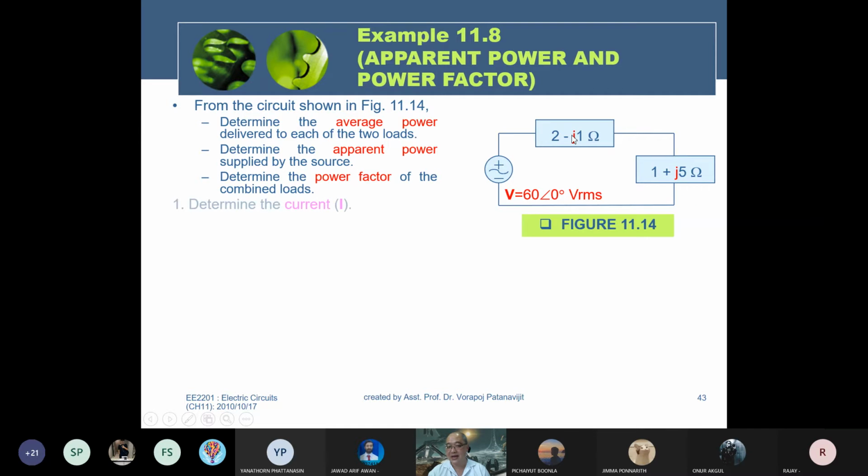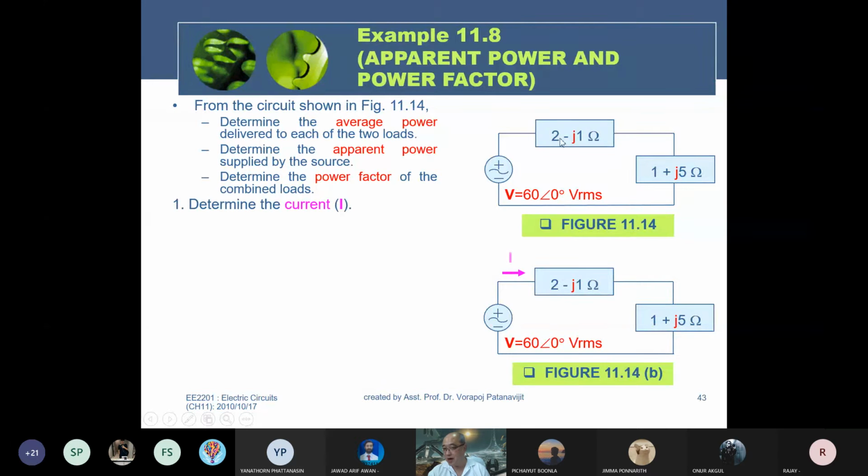You can see that in this case, the first load is not a perfect load, right? The second is real. The imaginary load is what gives you the poor power factor. The second one is the same: the real part is here, and the imaginary part is the reactive load. It's not good. Now, determine the current first.